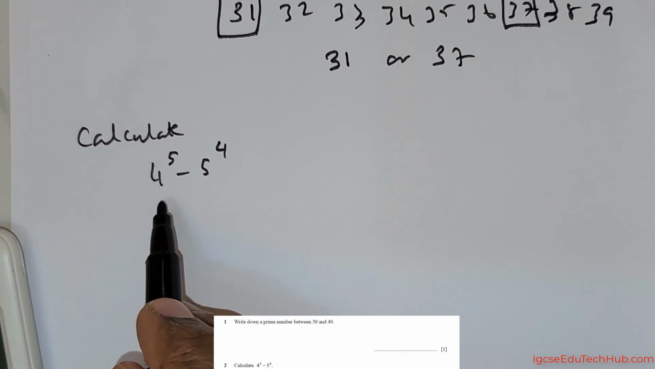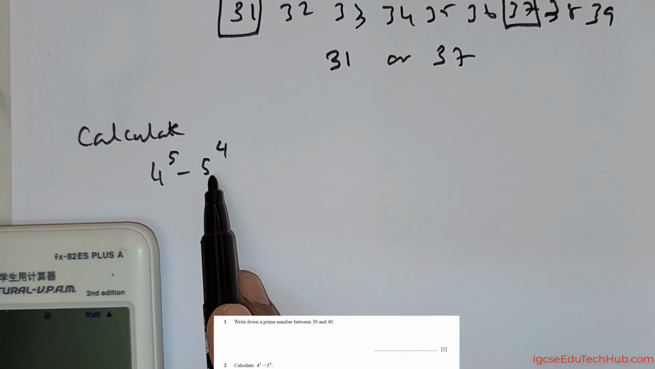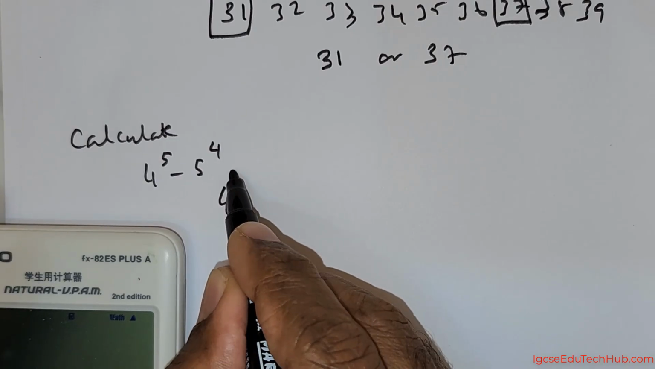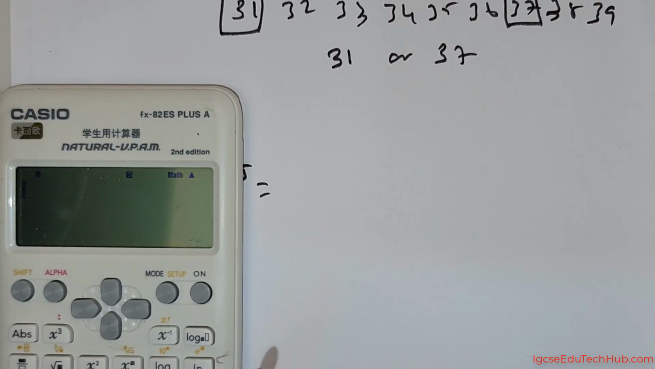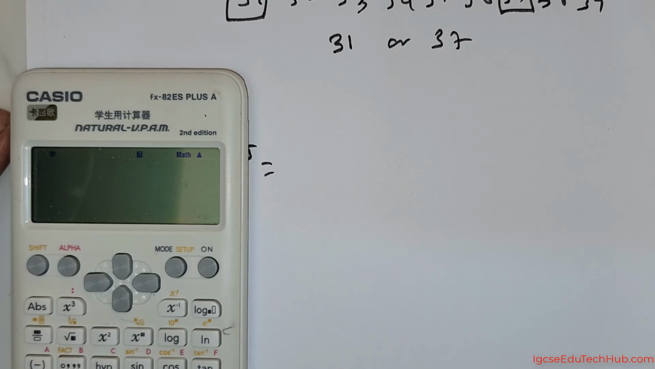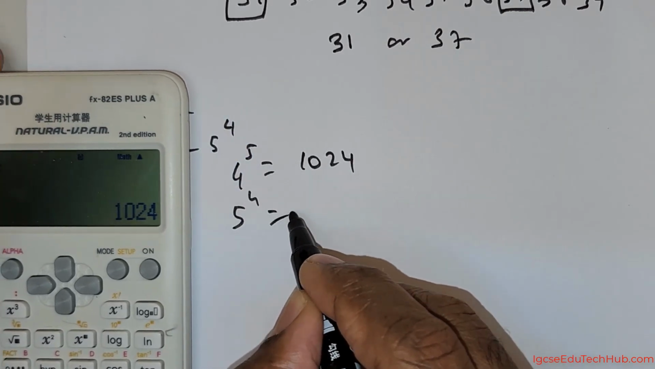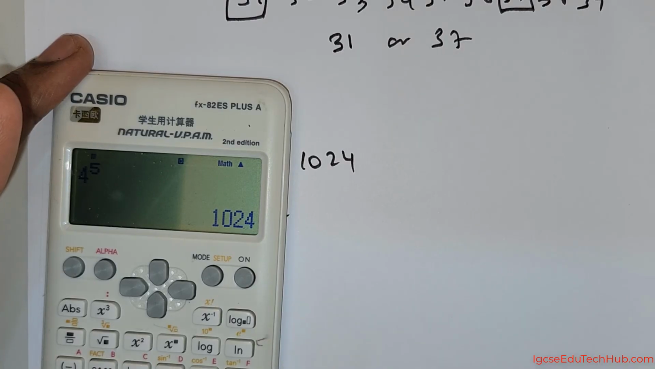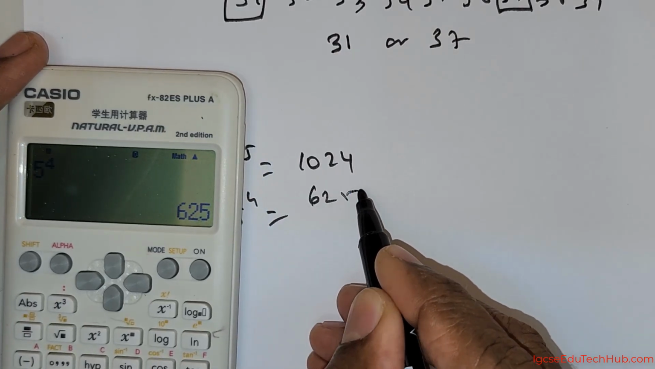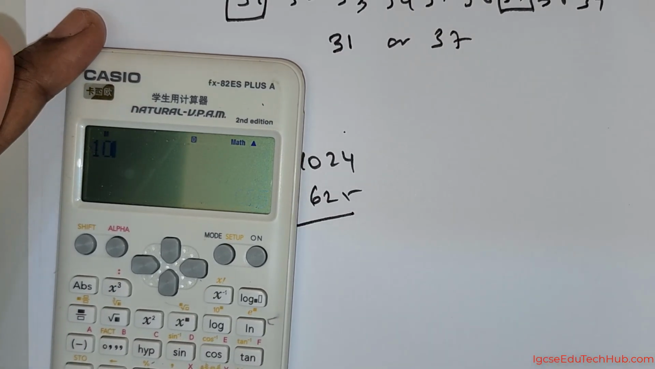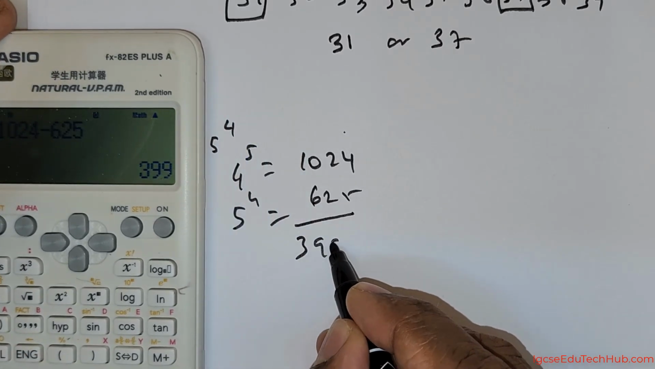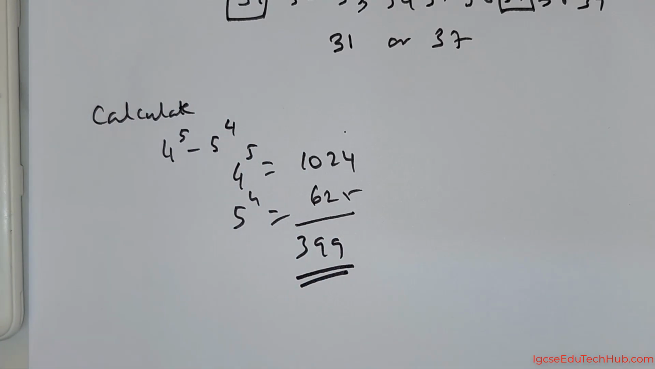Question 2, you have to calculate this. 4 raised to the power of 5 minus 5 raised to the power of 4. First you find 4 raised to the power of 5. You can use the calculator, press 4, use this function, raised to the power of 5. What do you get? 1024. 5 raised to the power of 4. 625. So 1024 minus 625. 399. That's the answer for this question.